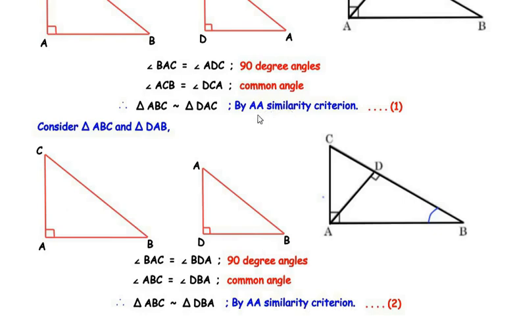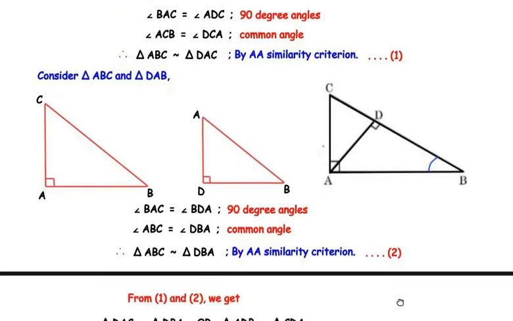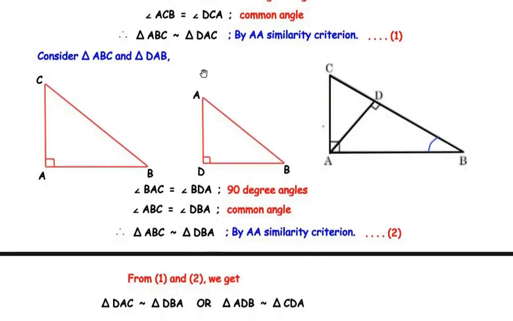Now here we have equation 1 and here we have equation 2. So here by comparison we can say that since the left hand side terms are same, that is triangle ABC is same, we can equate the right hand side terms. That is, we can write triangle DAC to be similar to triangle DBA. So here we have written from 1 and 2 we get triangle DAC to be similar to triangle DBA, or you can also rearrange these terms and write it as triangle ADB to be similar to triangle CDA. So this is what we had been asked to prove in the first part of this question.